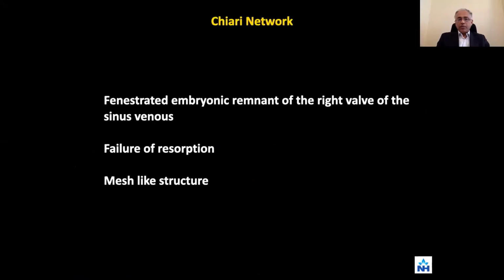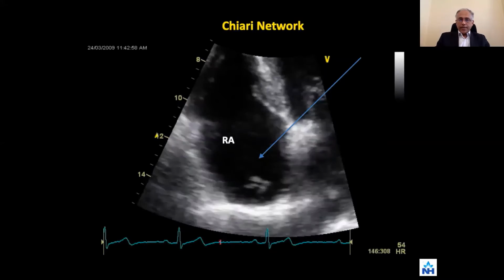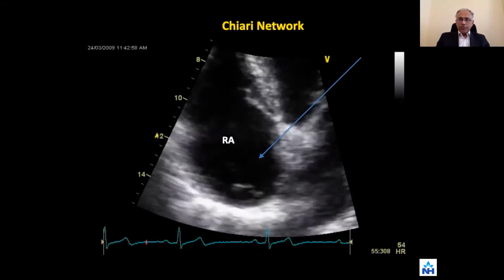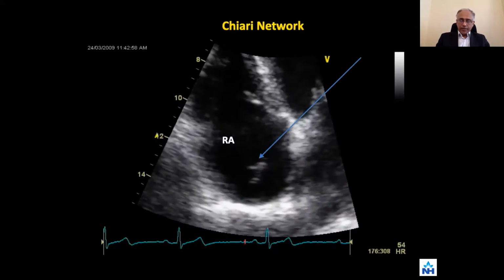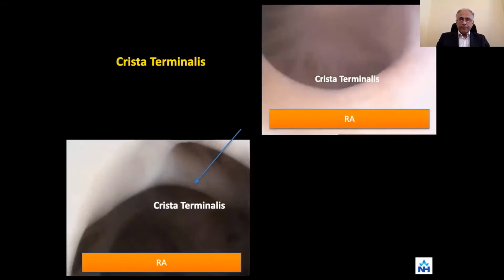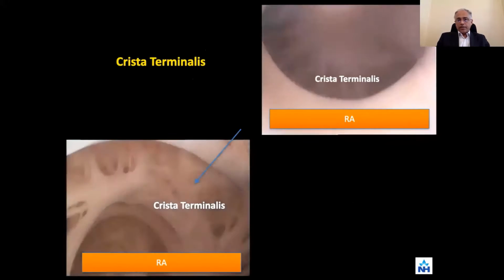Some people term it again as the eustachian valve, which is very prominent, and this is fenestrated. It is sieve-like, web-like, and it is a remnant of the right valve of the sinus venosus. And again, it is failure of resorption, failure of involution, and it is very mesh-like, and it can appear as multiple slithery structures seen within the right atrium. So this is the Chiari network. Now let's move to another structure.